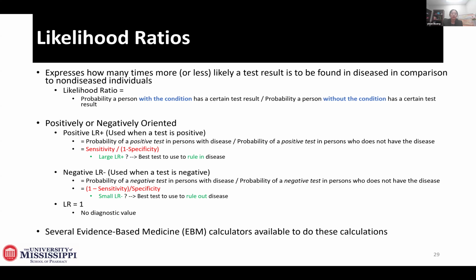I also want to mention that if we want to choose a test to rule in disease, we want to choose a test with a larger positive likelihood ratio. In contrast, if you want to choose a test to rule out disease, we would rather choose a smaller likelihood ratio, a smaller negative likelihood ratio test.